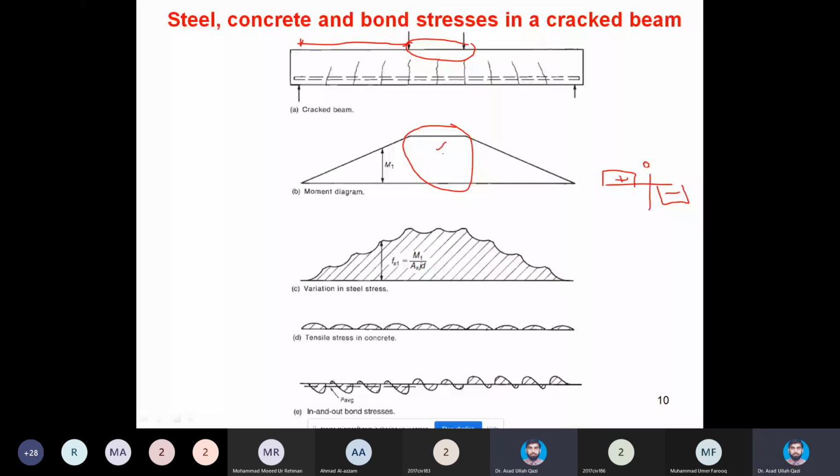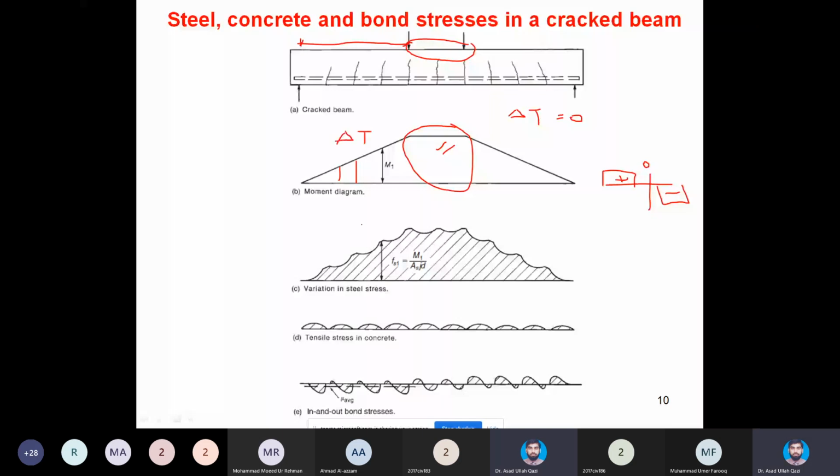So again, in this region, it means delta T will be equal to zero. It is just like the axially loaded case because M is constant, delta M is zero. But here we have M1, M2, M3, so delta M will be present, and delta T will be present.